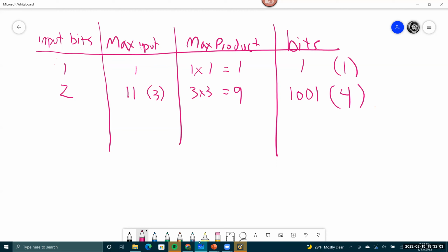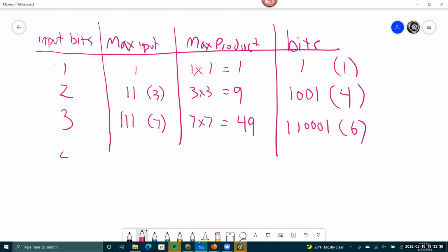All right, now if the input size is 3 bits, that means the largest input value is 111, which is 7. So 7 times 7, the largest product, would be 49. So 49 in binary would be 110001. So this is 6 bits, right?